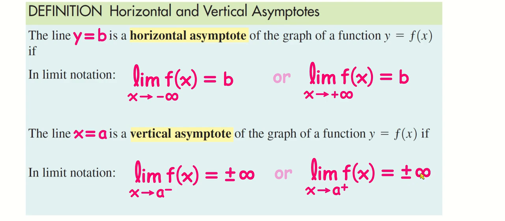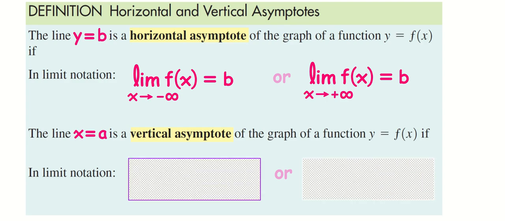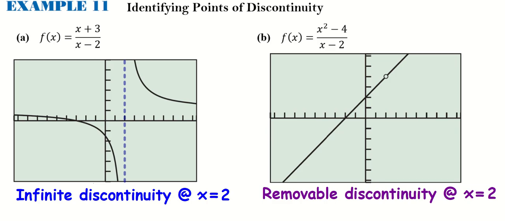So looking back at this example right here, look, as the x values on my graph approach 2 from the left, x equals -3, x equals -2, x equals -1.